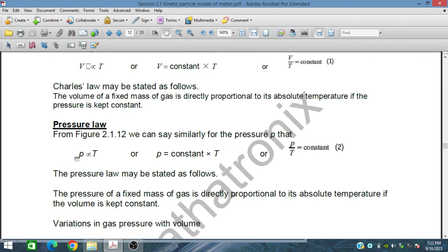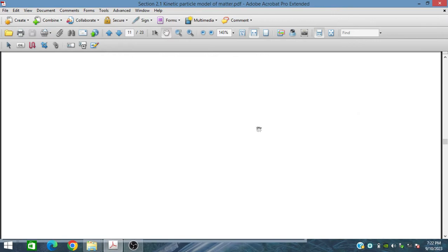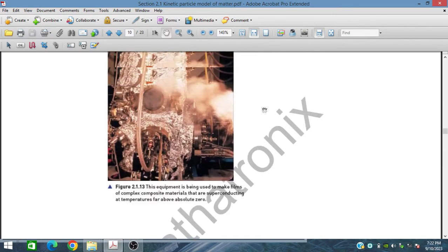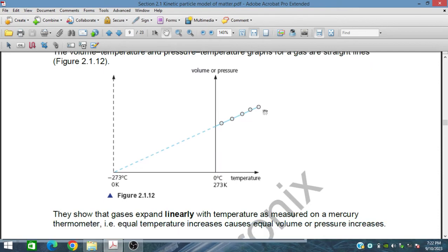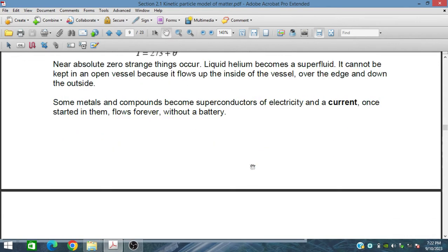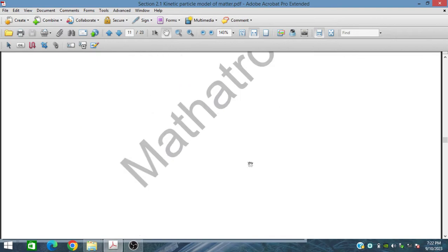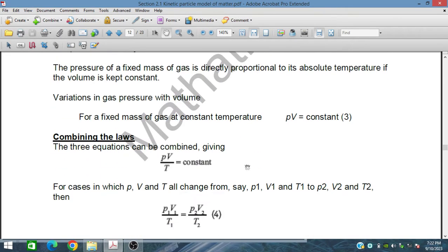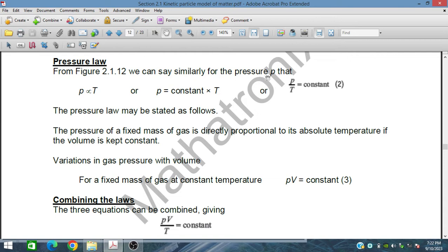And the pressure law. Similarly, from this figure 1.12, which we have discussed already, we can say that pressure is directly proportional to temperature. If we increase the temperature, the pressure will increase. So pressure is equal to constant into temperature, and dividing on both sides with capital T, we get P upon T is equal to constant.